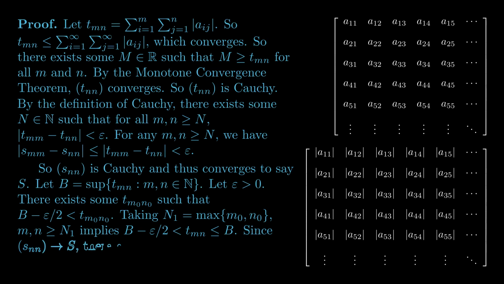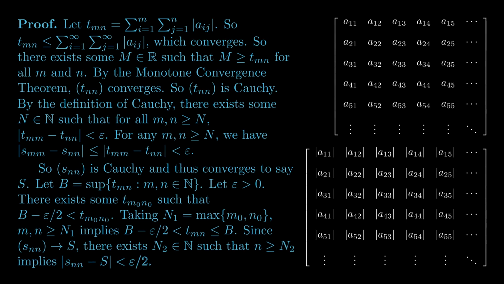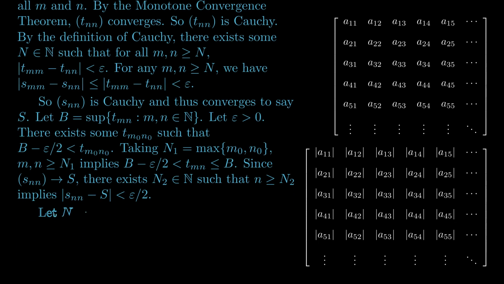Also, since the sequence S_NN converges to S, there exists a big N2 in the naturals, such that N greater than or equal to big N2 implies that the absolute value of S_NN minus S is less than epsilon over 2. Let's let big N be the maximum of big N1 and big N2. Now let's consider two arbitrary indices M and N greater than or equal to big N. And without loss of generality, we may as well assume that M is greater than or equal to N.